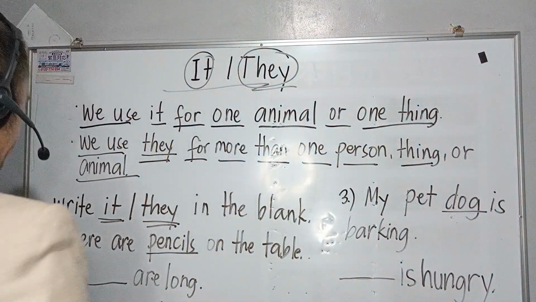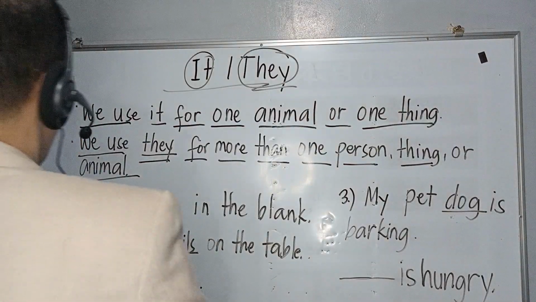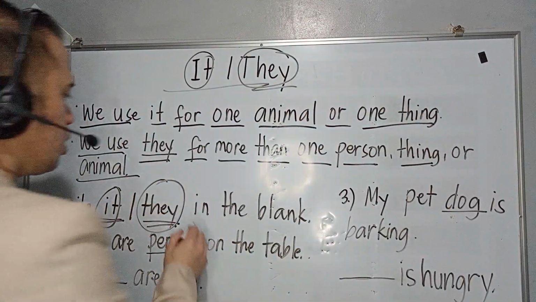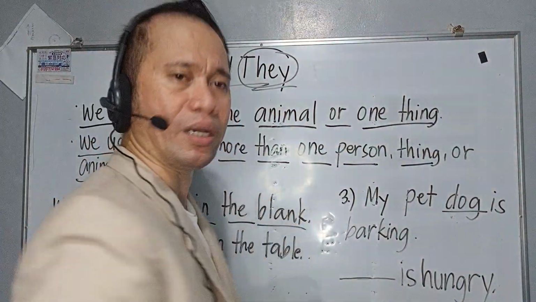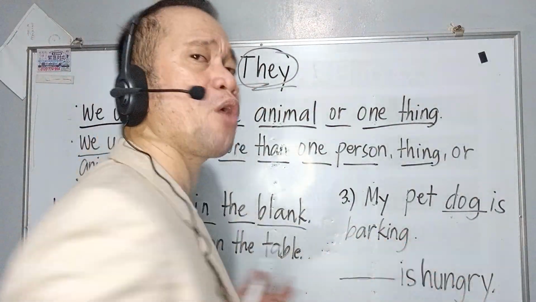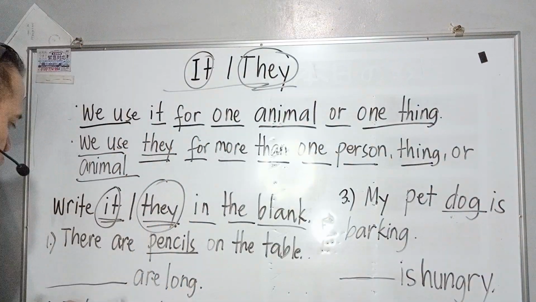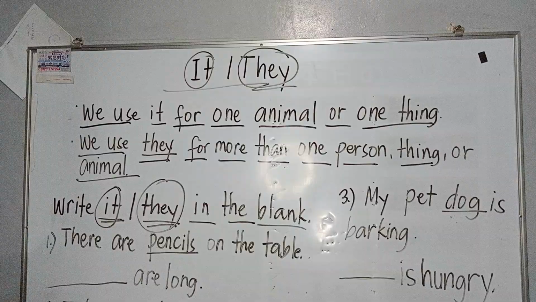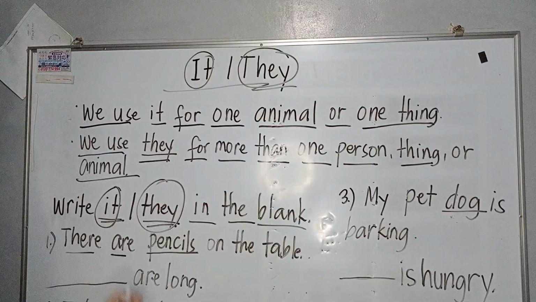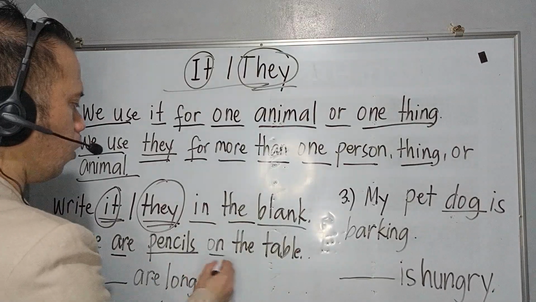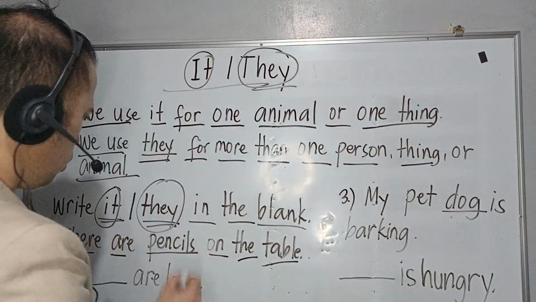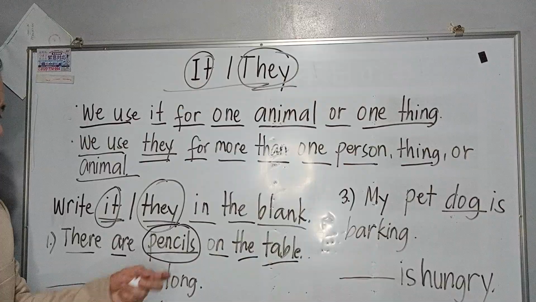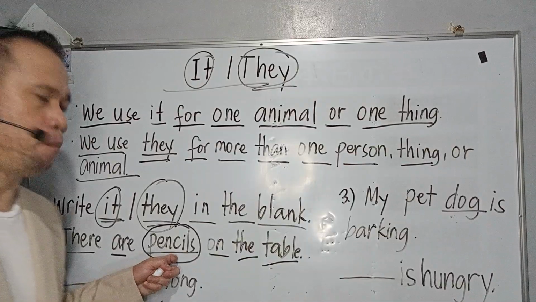So for example, the direction says we're going to write "it" or "they" in the blank. It means, guys, we're going to write it in every number. So for example, number 1: "There are pencils on the table." Remember, my dear viewers, the one I underlined or encircled, we emphasize the word pencils.